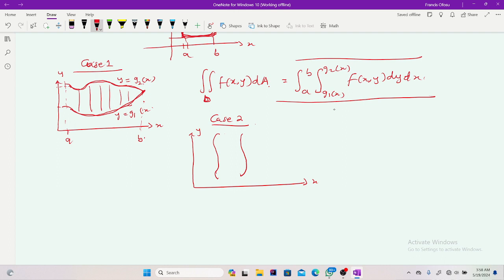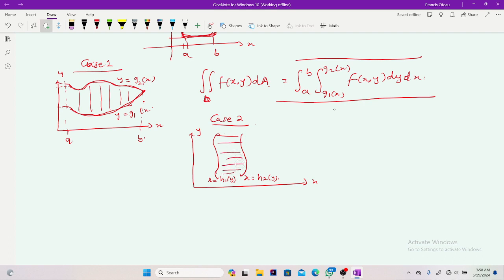So I'll have x is equal to h1 of y, and you know that as for the x-axis, the more you move to the right side, the more it increases. So you're going to have x is also equal to h2 of y for this side. So here's the area upon which we are integrating.